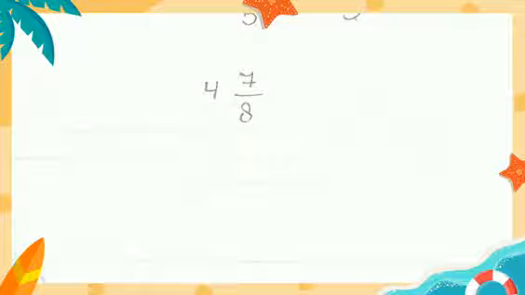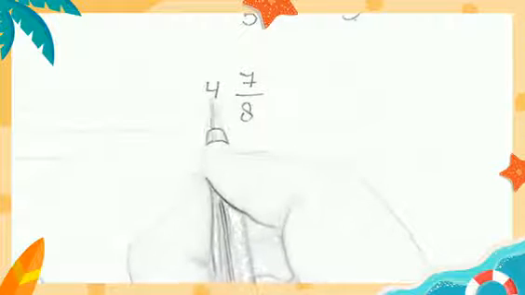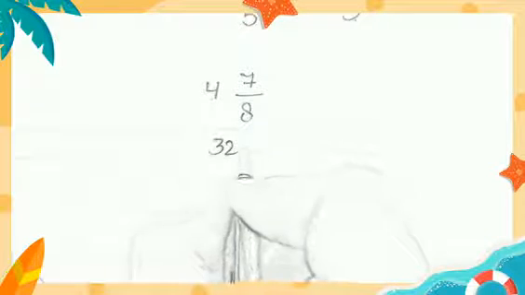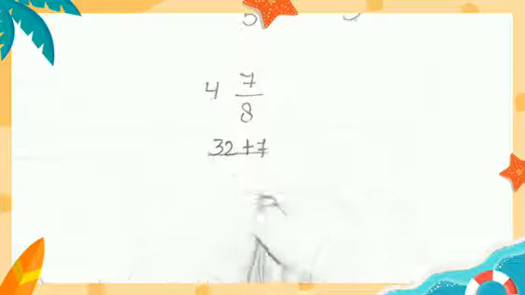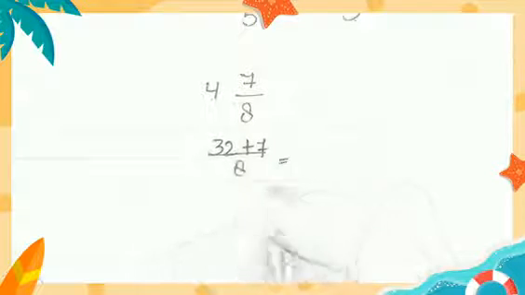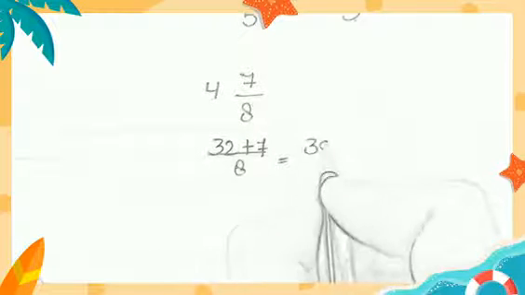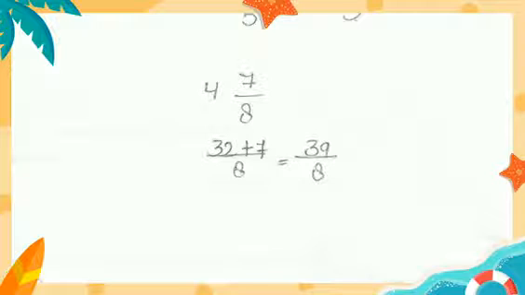Let's see another example. 8 4s are 32 plus 7 upon 8. 32 plus 7 is 39. 39 by 8 is an improper fraction. Let's see how to convert an improper fraction into a mixed fraction.